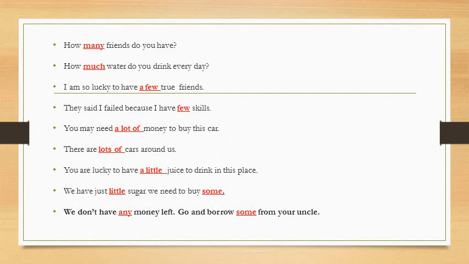A quantifier is a word or a phrase. A word like many, much, a few. A phrase, a lot of. Okay? A quantifier is a word or a phrase that comes before a noun in order to indicate, in order to define its number, its amount, or its quantity.